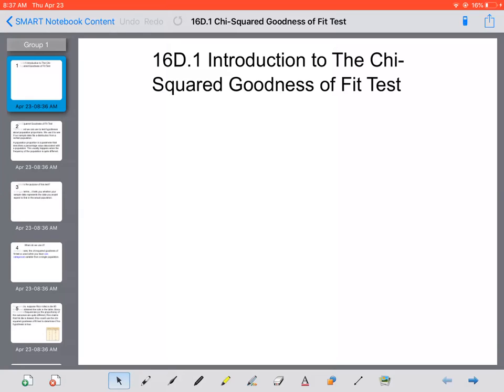Hi guys. We are going to start chapter 16 today, but because of time, we're going to go to section D, and we're going to talk about the chi-squared goodness of fit test, and then we will also get through the chi-squared test for independence. So kind of just introducing the chi-squared goodness of fit test.